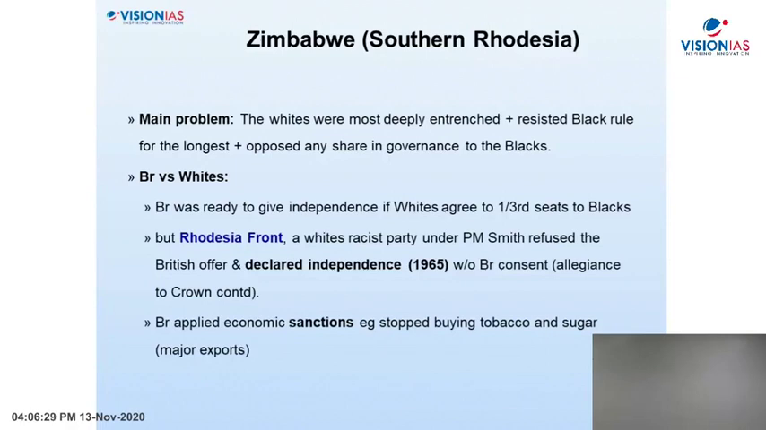Right. So what is the situation in case of Zimbabwe? You see, this is the situation. The Britishers, they are ready to give independence, but they want to bring black majority rule, while the whites want white majority rule. Okay, that is the situation.